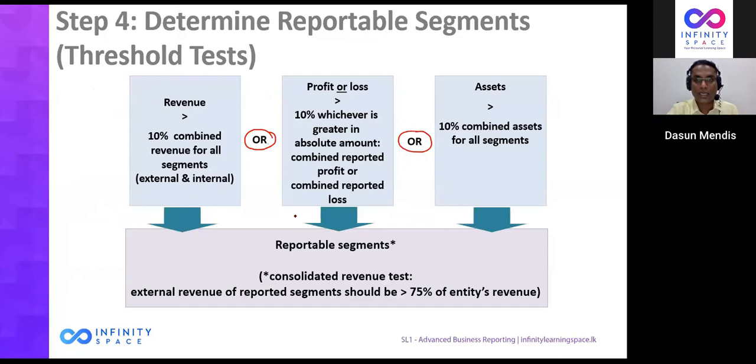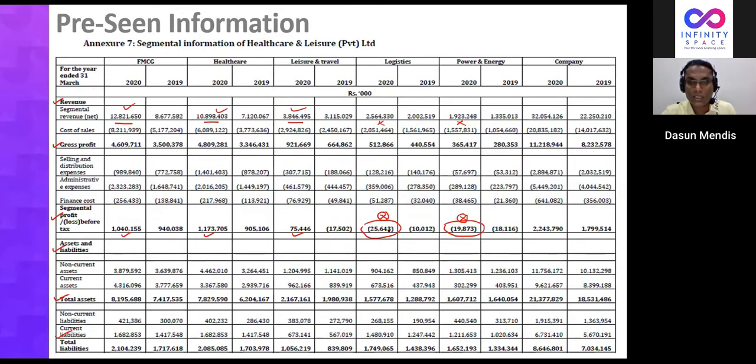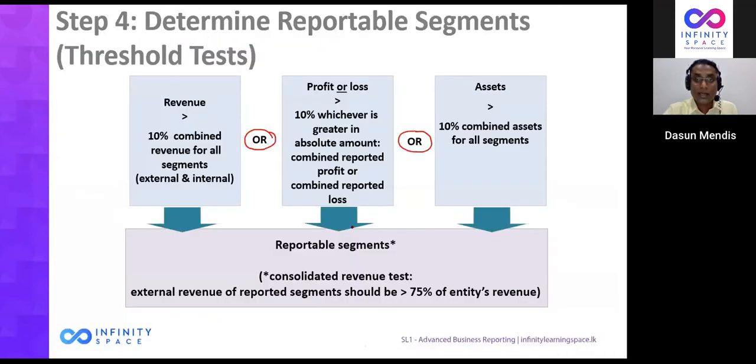228,931. If I go back and look at this logistics, is it above the threshold? No. Forget about the sign. 25,643 below. Then 19,873 below. Again, those would not become what? Reportable under the profit or loss criteria as well, right? Then you look at the third one. You looked at this, you looked at this. Now I am looking at the asset.